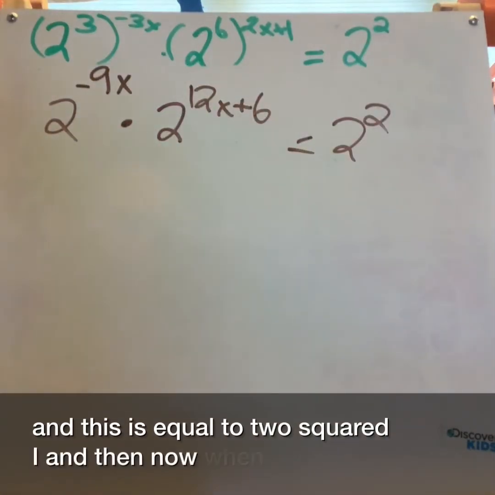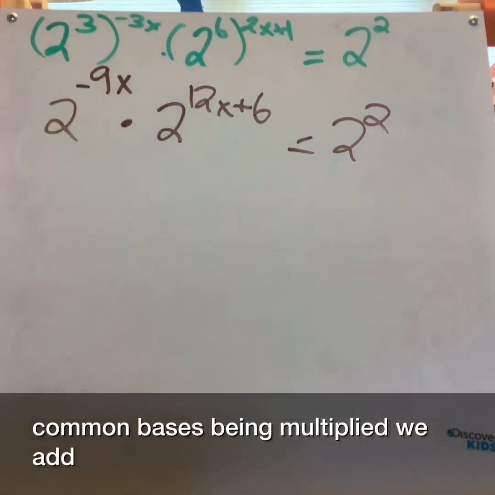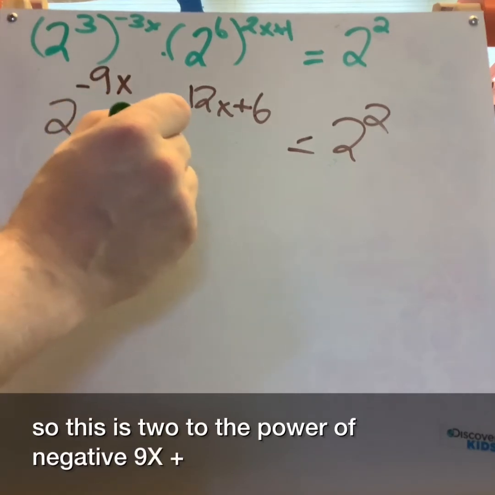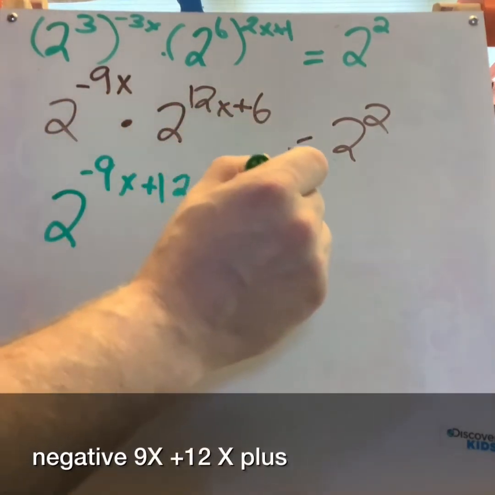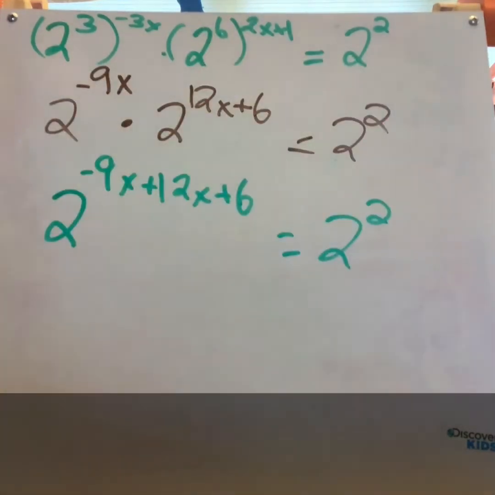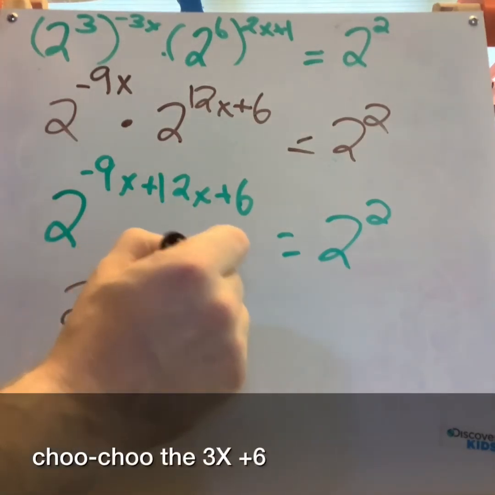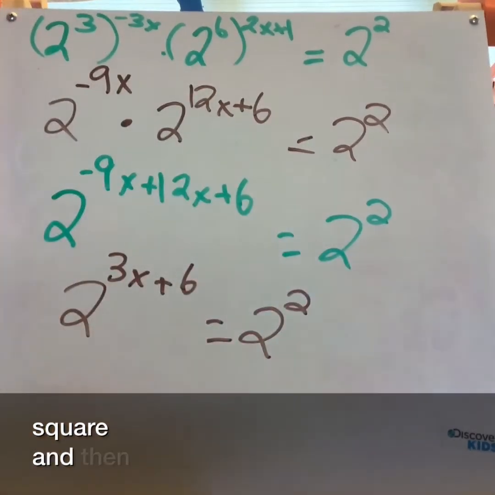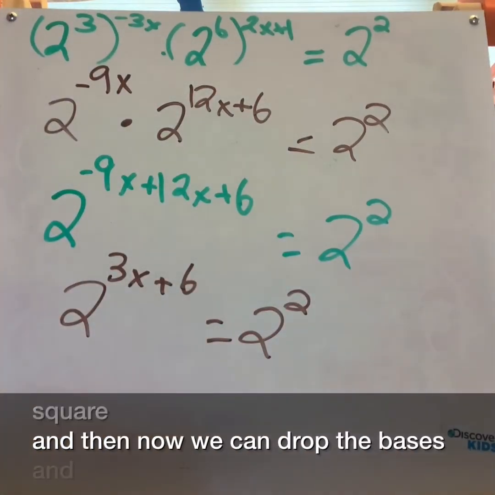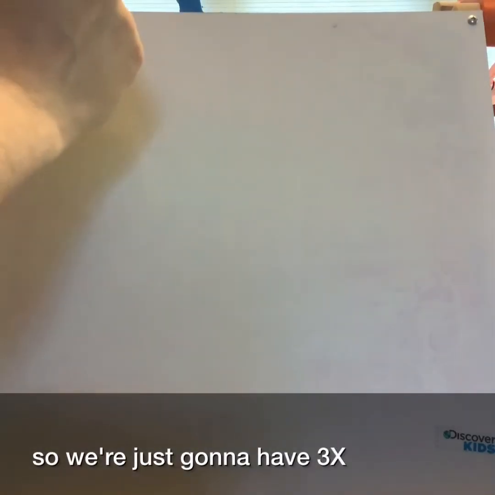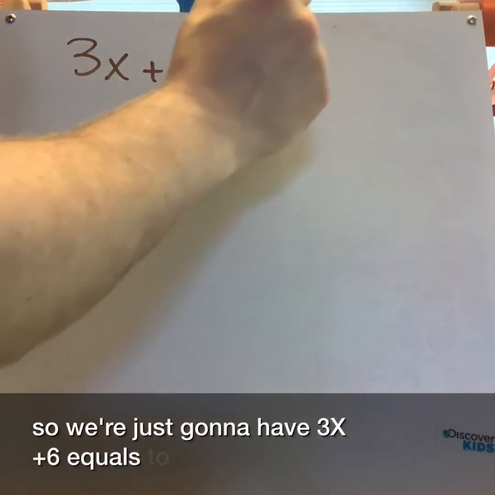All right, and now when you've got common bases being multiplied, we add the exponents. So this is 2 to the power of -9x plus 12x plus 6 equals 2 squared. -9 plus 12 gives 2 to the 3x plus 6 equals 2 squared. And now we can drop the bases and set 3x plus 6 equal to 2.